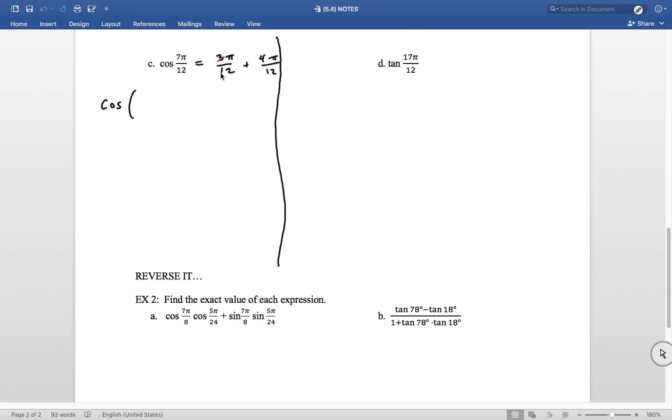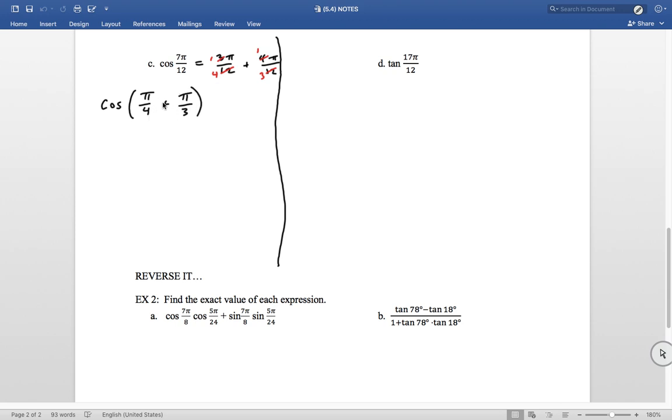3/12 is the same thing as 1/4. And 1/4 pi is the same thing as really pi over 4. So it's really pi over 4, and I know pi over 4 is on my unit circle. That's a good one. I can reduce 4/12 to 1/3, which is pi over 3.